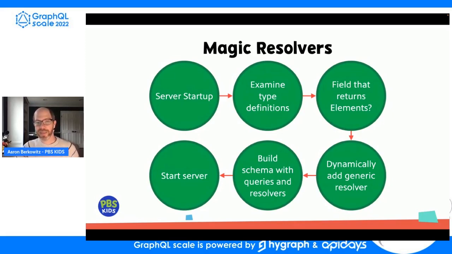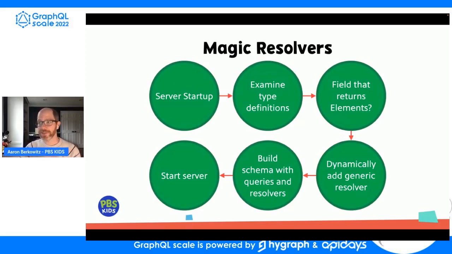And when the server starts up, we make use of GraphQL's native introspection capabilities. We examine all of our type definitions. We go through each one and look at any fields in the entire schema that might return an element or an array of elements. And based on that, we dynamically add this generic resolver that will go fetch that element from the CMS, and then we build out the schema and the queries and resolvers and really start the server and allow requests to start coming in.